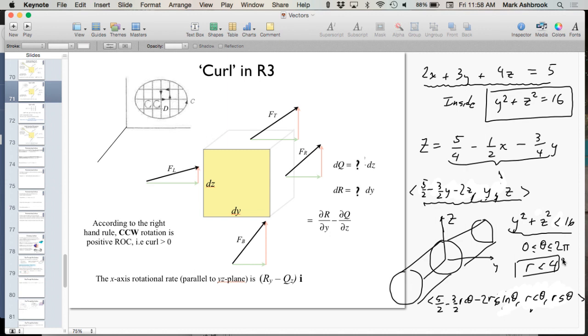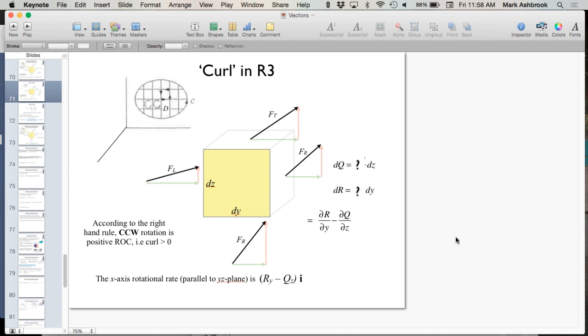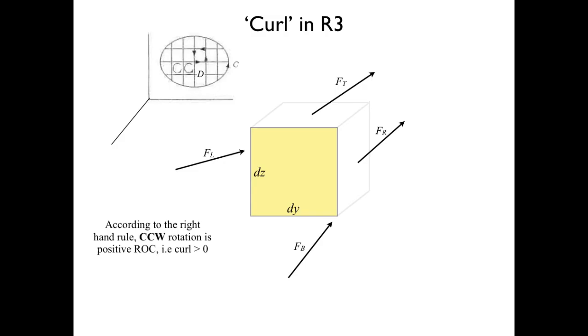Okay, so we're talking about curl. Let's pick it up where we left off last time. These last 2 weeks are going to get harder, as I promised. So we're talking about curl in R3. Curl in R3 means that you have 3 components of rotation. At any point in an R3 vector field, there are 3 components of rotation we're going to separate it out into: rotation in the xy plane, rotation in the yz plane, and rotation in the xz plane.